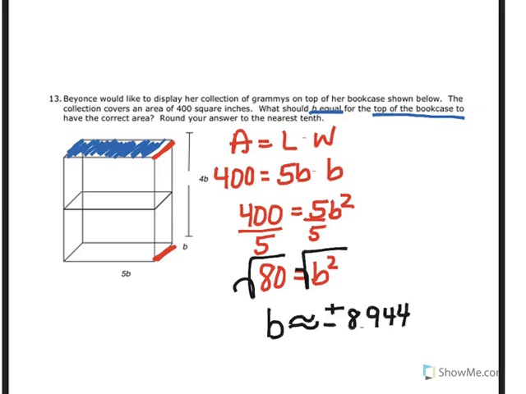Now we're measuring distance, so we're going to ignore the negative solution, and we're going to round to the nearest tenth. So here's the tenths place, and we're going to leave it as is. We're not going to round up. So B is approximately equal to 8.9 inches for the depth of her shelf.